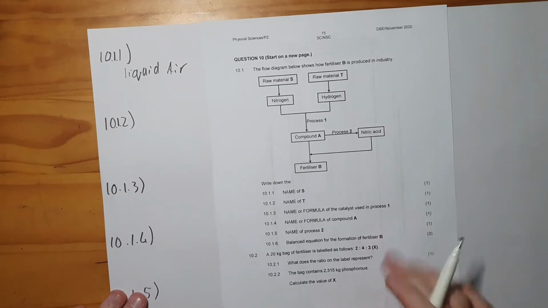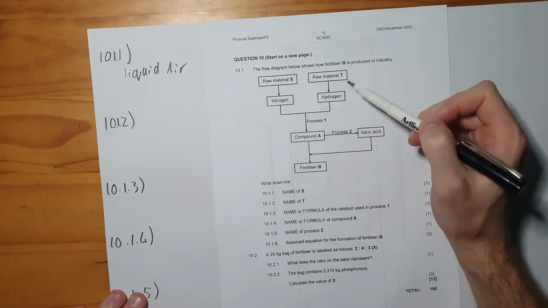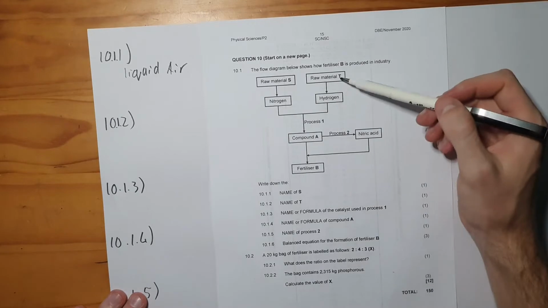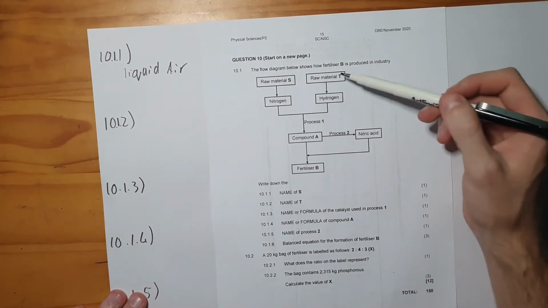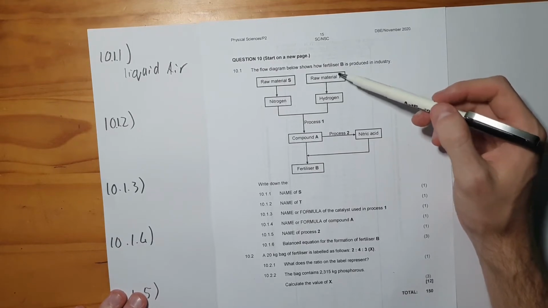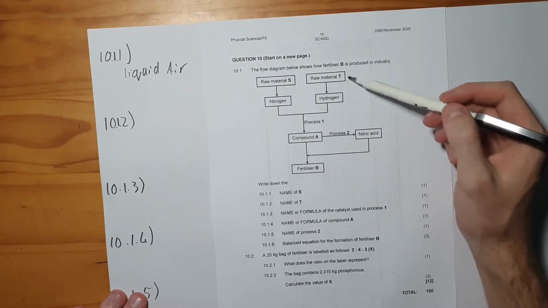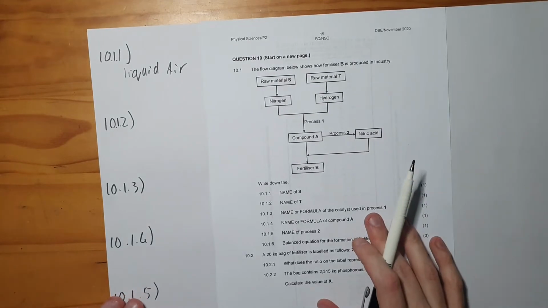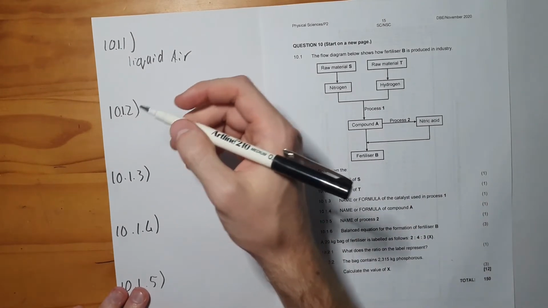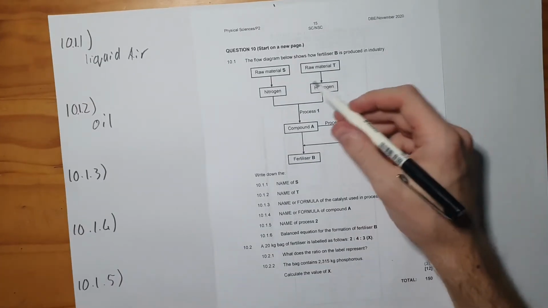Now 10.1.2 says the name of T. What is the second raw material coming in here to produce hydrogen? Hydrogen is a byproduct of another process where we produce coal, natural gas or oil. So the raw material for T we can call coal or oil, whichever one you prefer. I'm going to call it oil. When they produce oil, hydrogen is a byproduct.